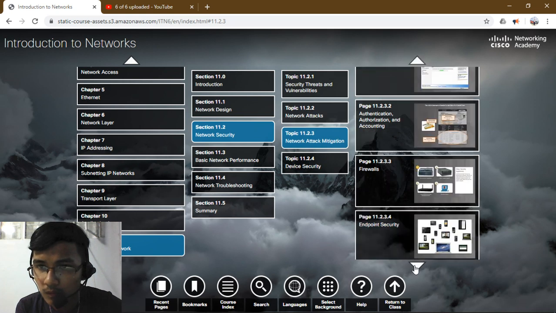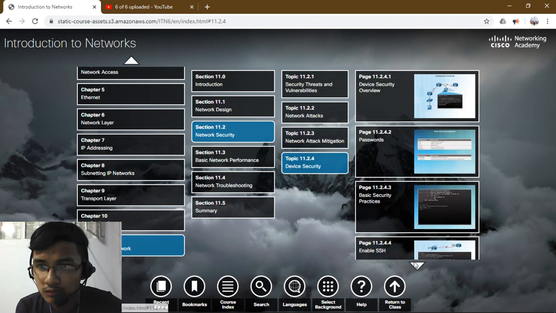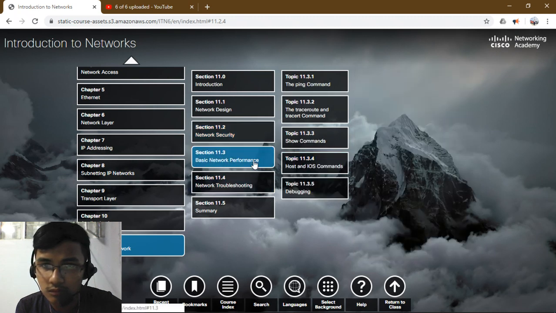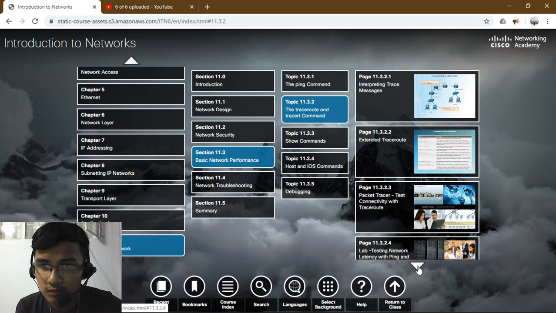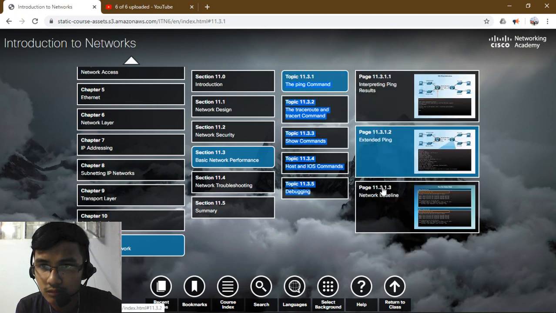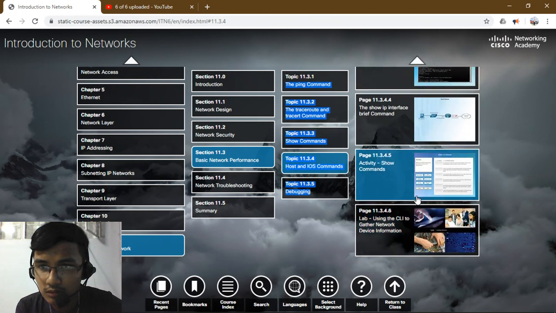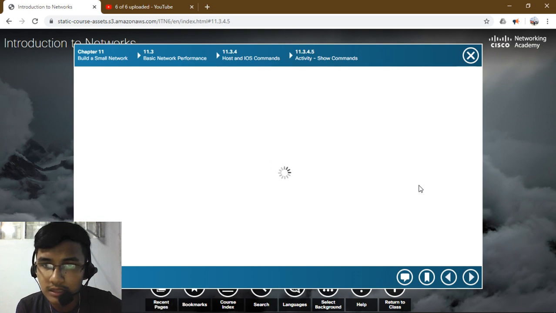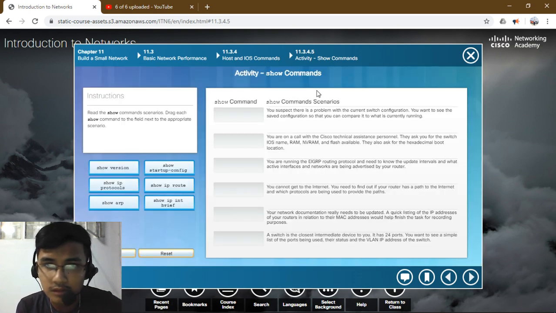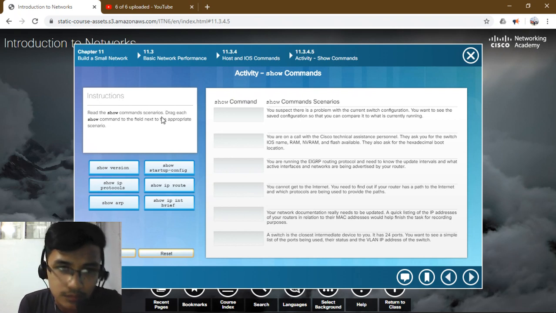Search for more. Activity: show commands. These are the basic commands that we use in the configurations on our switches, routers, and other types of network devices. So you suspect there is a problem with the current switch configuration. You want to see the configuration.